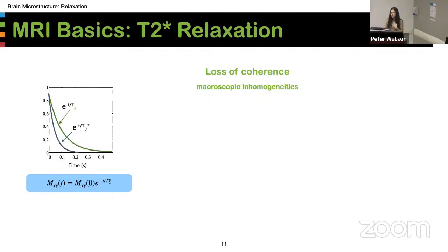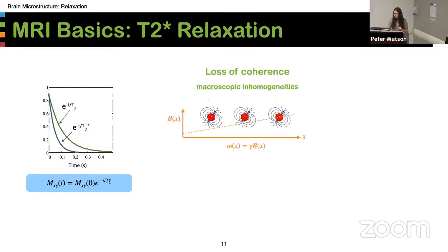Now let's move on to T2 star. So T2 star happens because of macroscopic field inhomogeneities. These are field inhomogeneities that exist on a larger scale, not at a microscopic scale. So for example, think now of three spins placed at different locations. I will explain later why these macroscopic field inhomogeneities exist, but for now, just accept it. One is experiencing a weaker magnetic field, another one a stronger magnetic field. So depending on where they are, they're going to have a different frequency of precession.